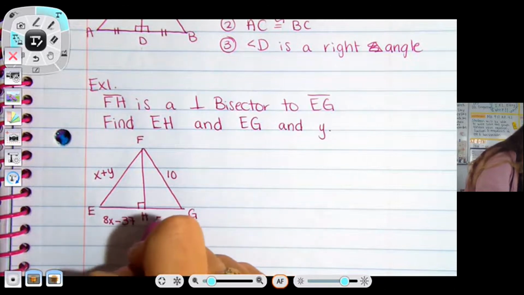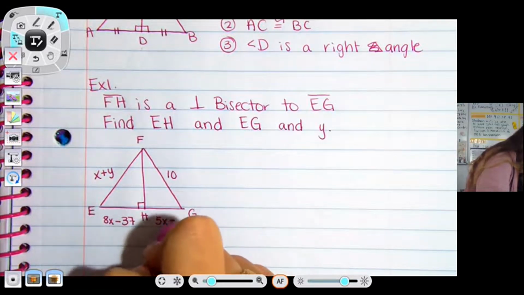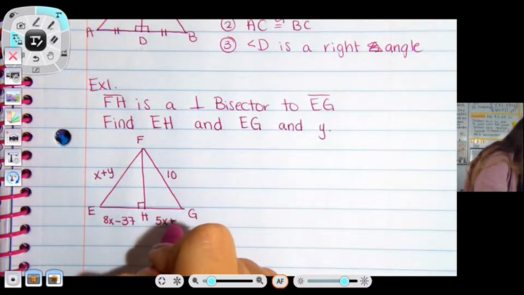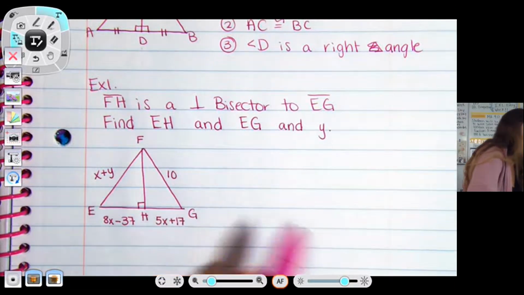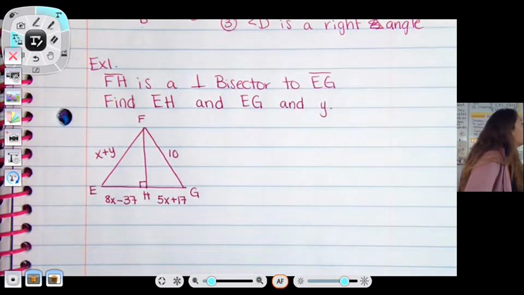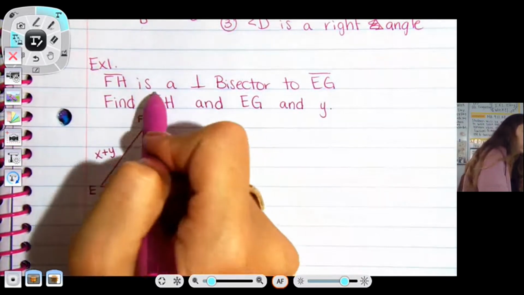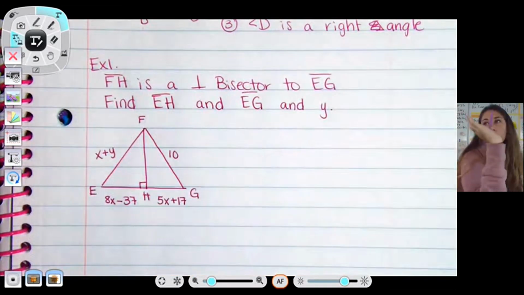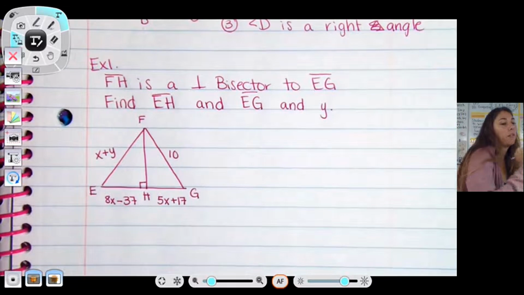Aren't you supposed to put a line over EH and EG? Like in this? Technically, it can have the line. Technically, it doesn't have to have the line. Sometimes I'll have it both ways.